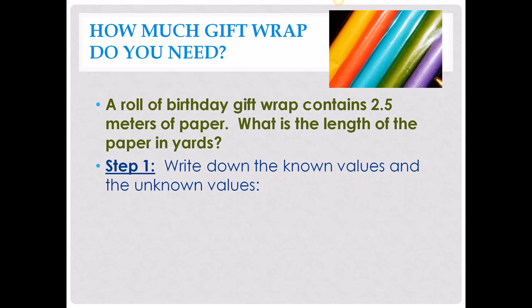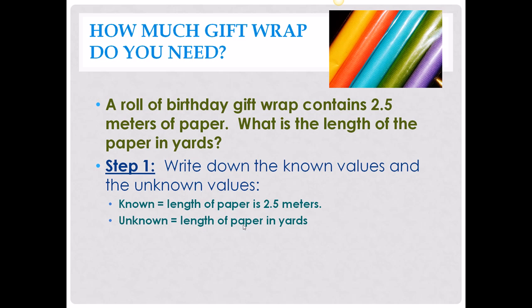Step 1 is write down the known values and the unknown values. What do I know in this problem? I know that I have 2.5 meters. Well, what do I need to know? I need to know what is that in yards. When I write that down, that helps me to focus on what conversion I need to look up.